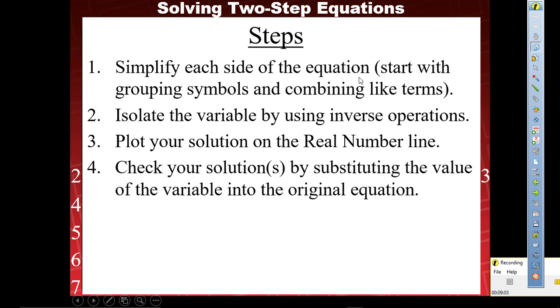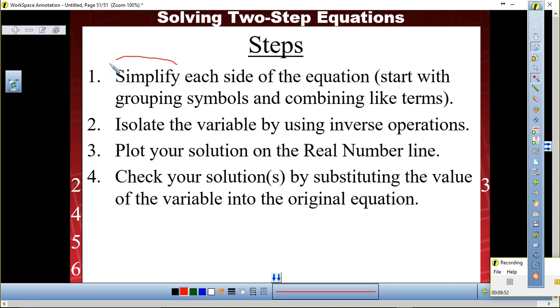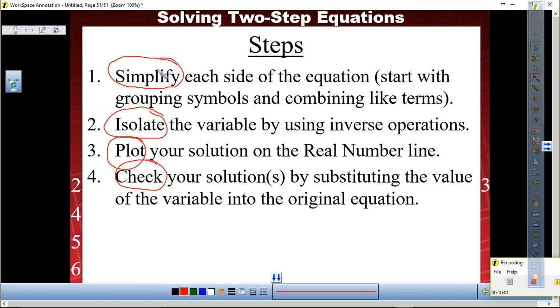So now you're going to memorize that. You have 30 seconds. Just kidding. That's a lot, right? However, what if we do this? Let's shorten it. Step 1, circle the first word. Step 2, circle the first word. Step 3, circle the first word. And step 4, circle the first word. Simplify. Isolate. Isolate means to leave by itself. Plot and check. Simplify, isolate, plot, check.